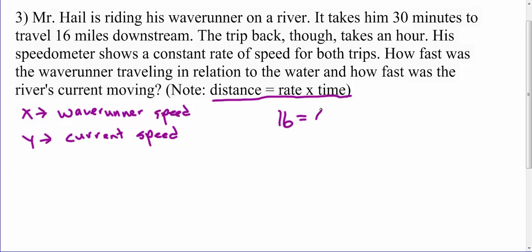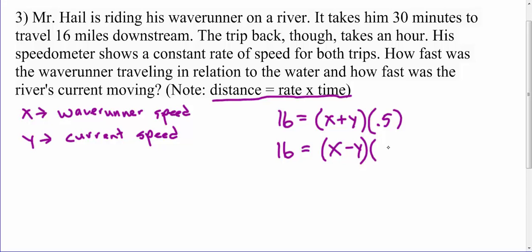But when I went with the current, my speed and the speed of the water are basically added together. The current's helping me. And it says it took me 30 minutes for that trip. Instead of putting in 30 for the time, I'm going to put it in terms of hours. So I'm going to put a 0.5 or a 1/2 right there. Now the return trip, still 16 miles, but this time I'm going against the current, so my total speed is going to be x minus y. And the time on this trip was exactly 1 hour. All right, there's my system.